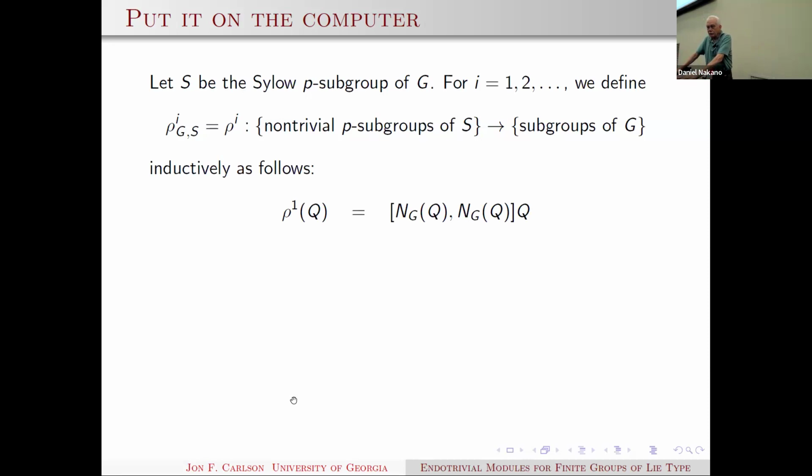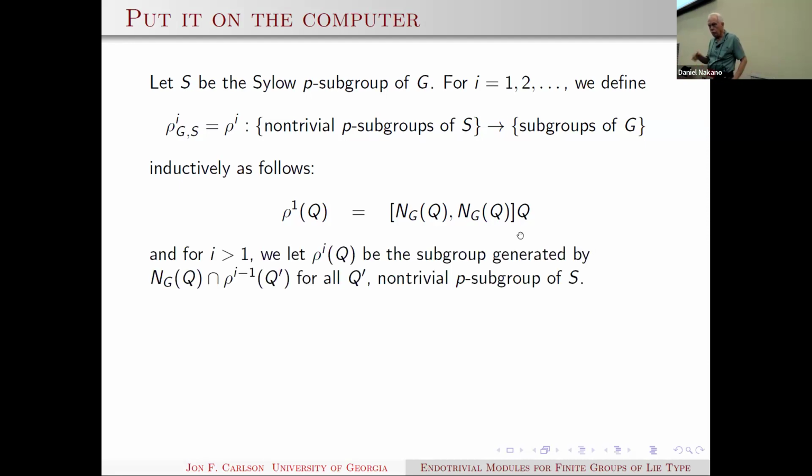And the point is, okay, so rho one of a P group. These are functions from non-trivial P subgroups of S to subgroups of G. And what you do is you take the commutator subgroup of the normalizer of Q, and you multiply it times Q. So this is a subgroup of G. All right. So I'm going to do this for every non-trivial P subgroup. So that's rho one. So how do you do rho two?